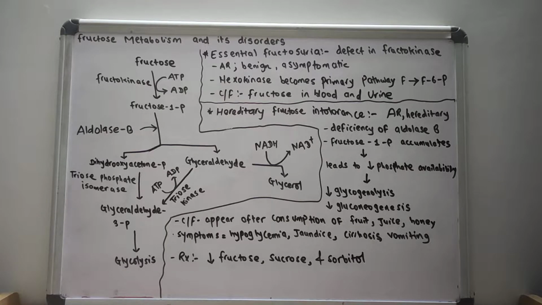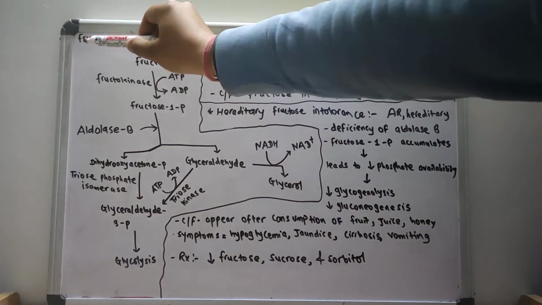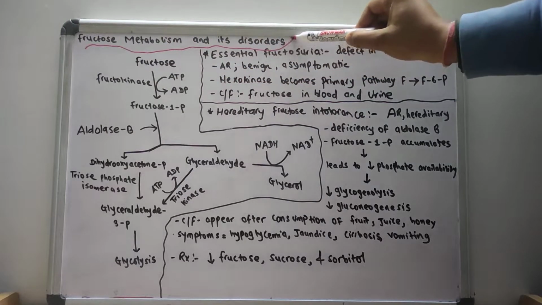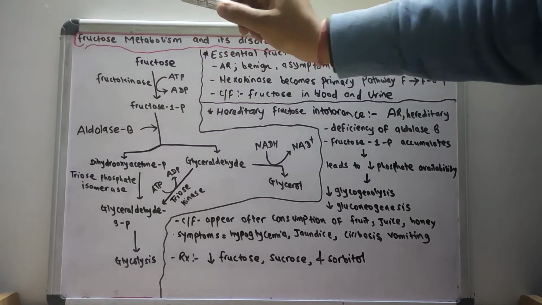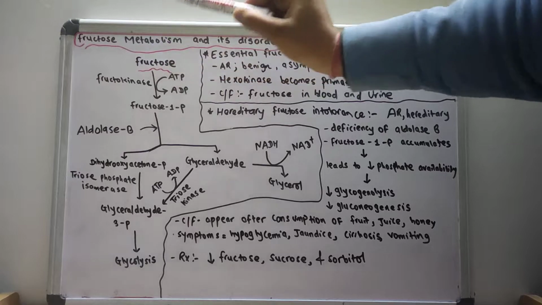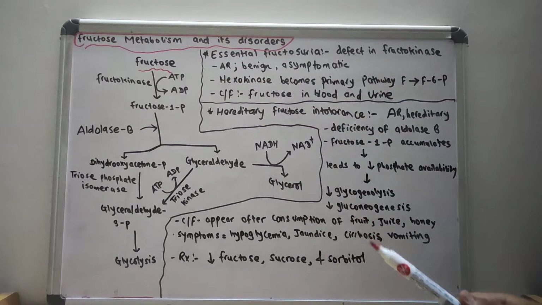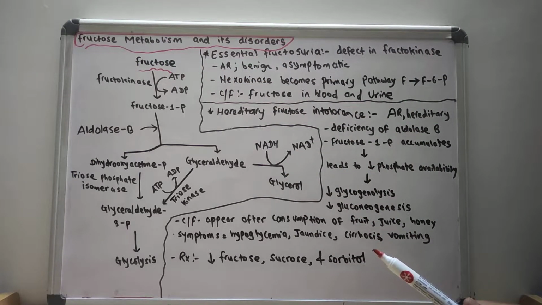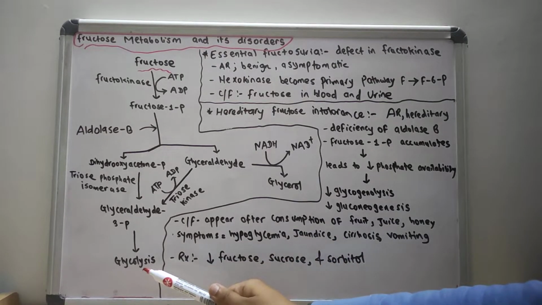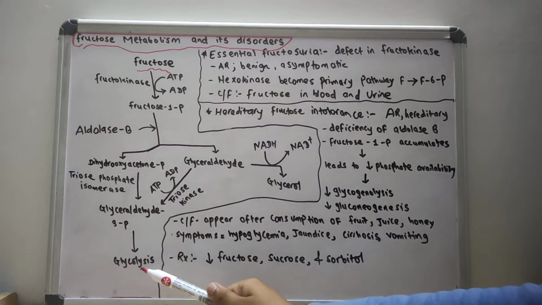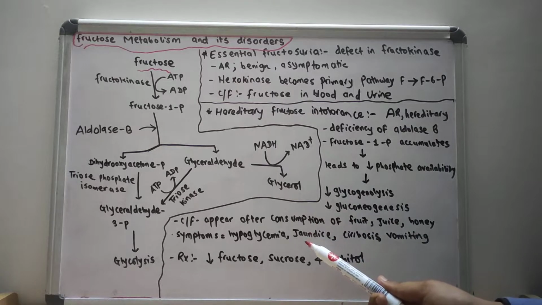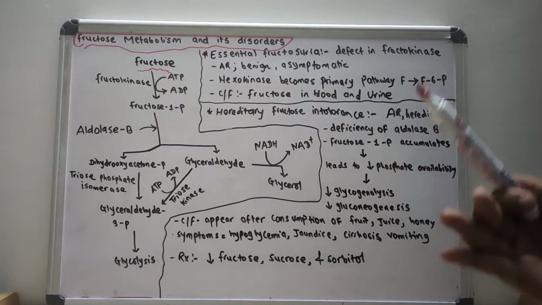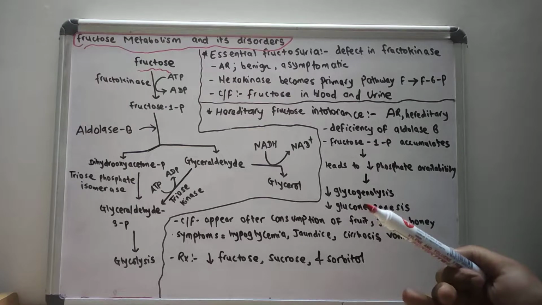Hello everyone. So today we are going to discuss fructose metabolism and its disorders. If we look at the carbohydrate compound fructose, it goes through a series of reactions which ultimately go into the metabolism like glycolysis, and later it forms the glycerol. So let's discuss the various steps of fructose metabolism.